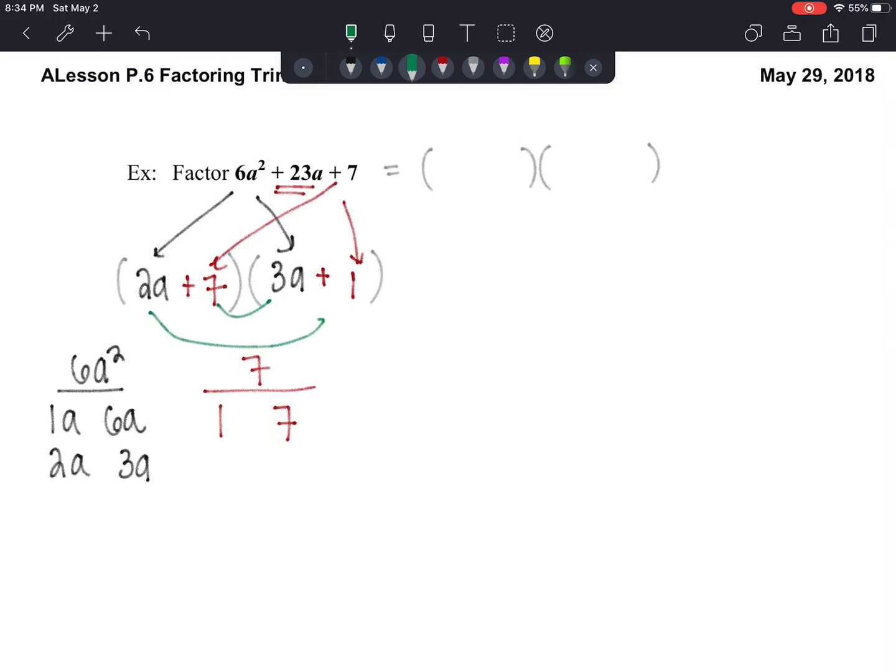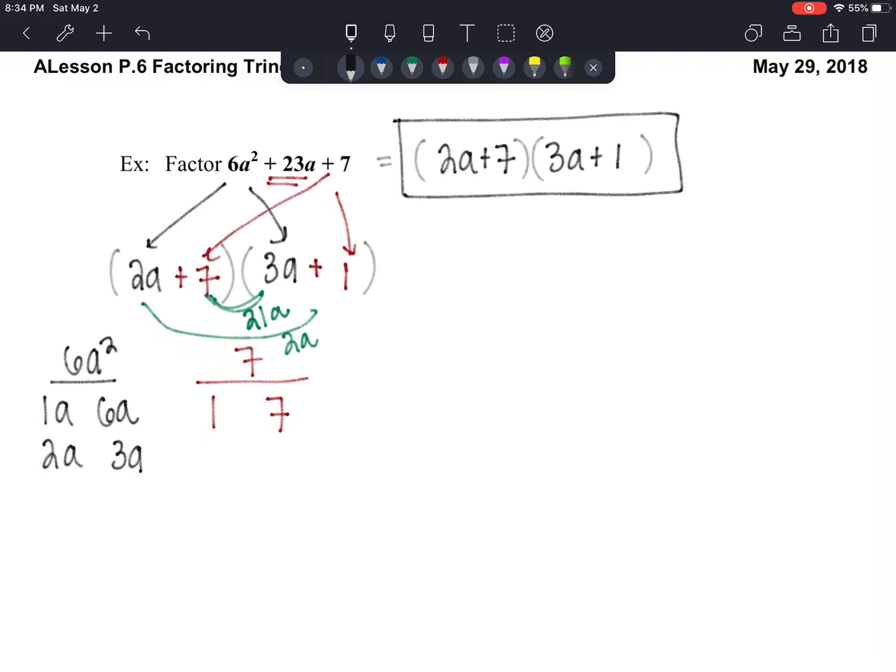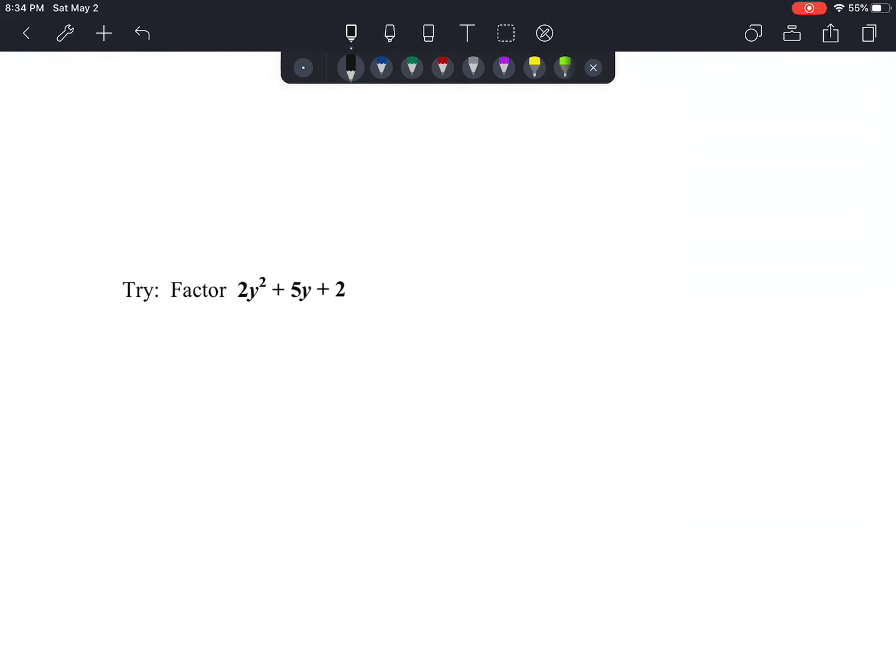Now I'm going to do a quick check. 2a times 1 is 2a. 7 times 3a is 21a. That gives me my 23a. So I factored it properly. 2a plus 7, 3a plus 1. I box it, and we're good. Okay, you go ahead and try.